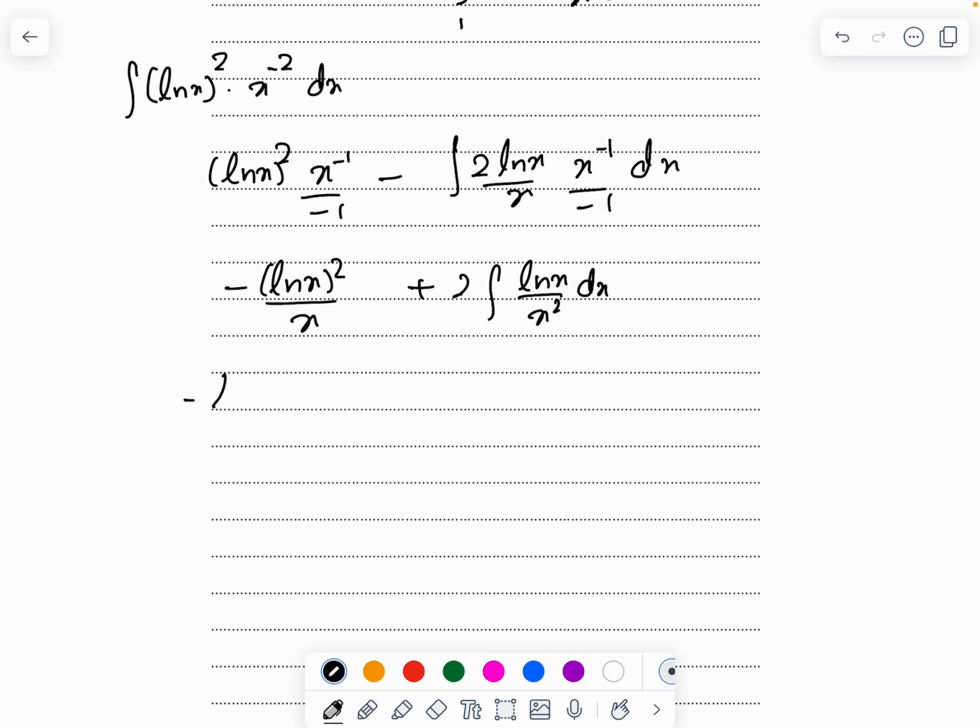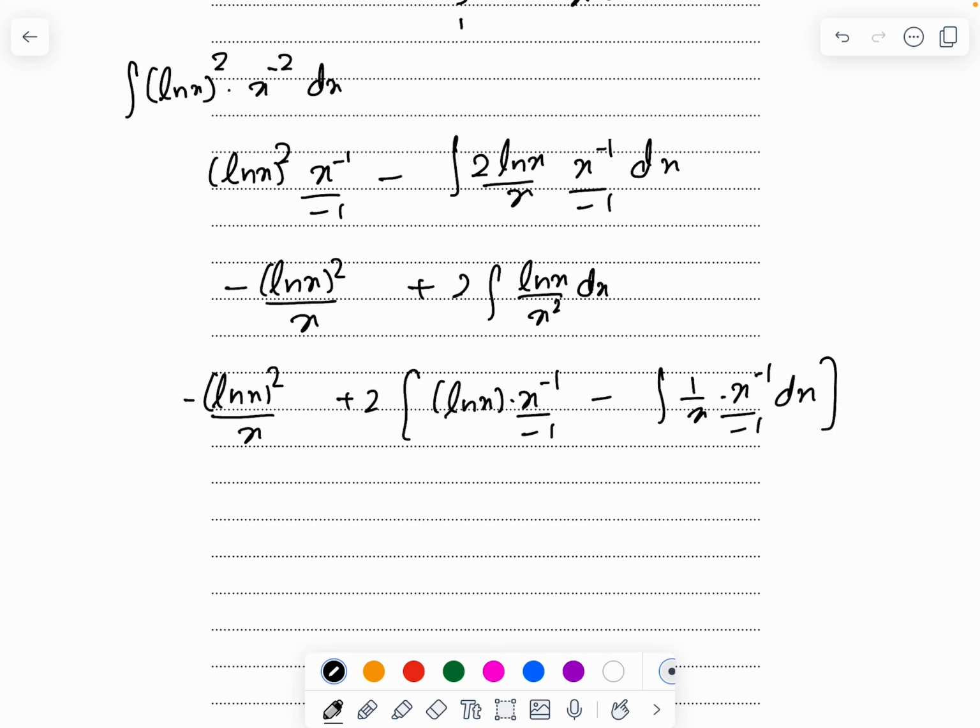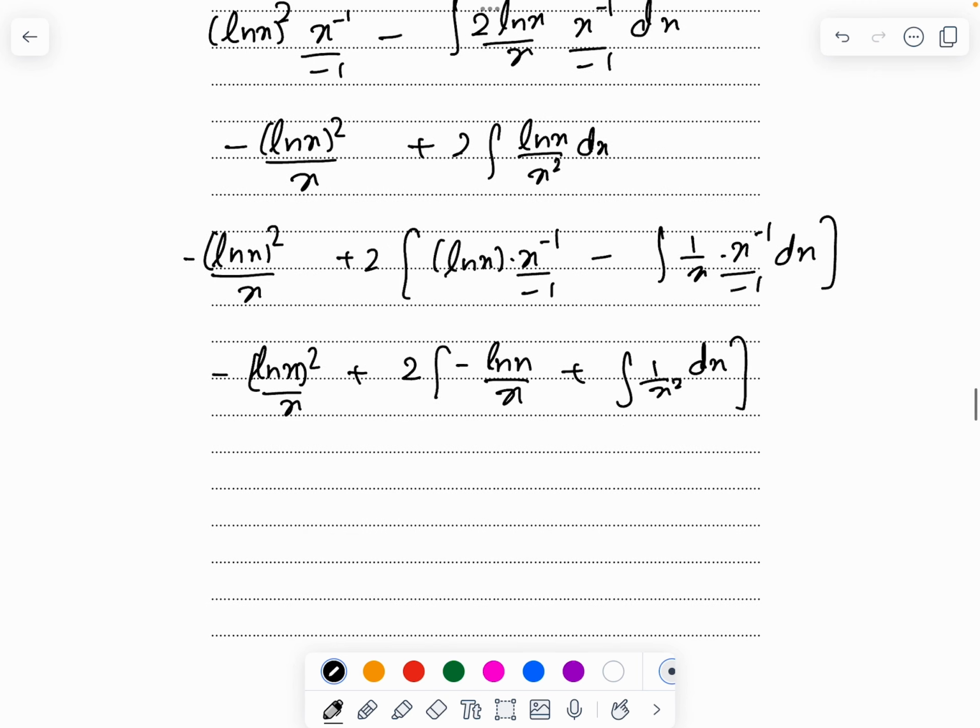So once again, minus (ln x) whole square upon x, then plus 2 times: first function, integral of second function, minus integral of derivative of first times integral of second. So when I simplify further, it becomes minus (ln x) whole square upon x plus 2 times (minus ln x upon x plus integral of 1 upon x square dx). So what does that become? Minus (ln x) whole square upon x minus 2 ln x upon x minus 2 upon x.